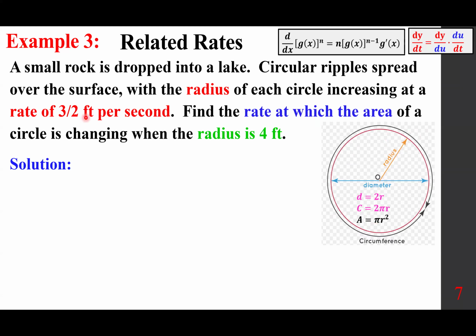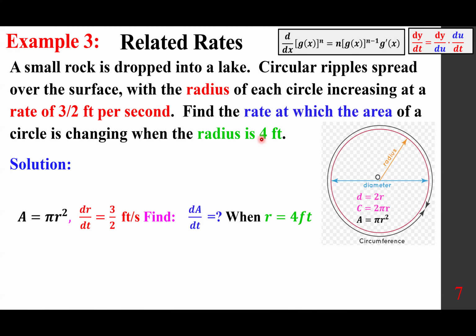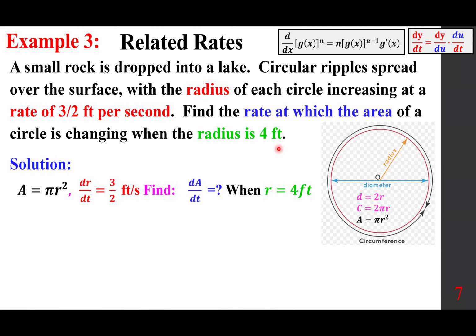It's increasing at this rate. What? The radius. That means dr/dt is 3/2 feet per second. What do we want? The dA/dt. At what point? When the radius is 4 feet. So this is the translation into math of the given question.